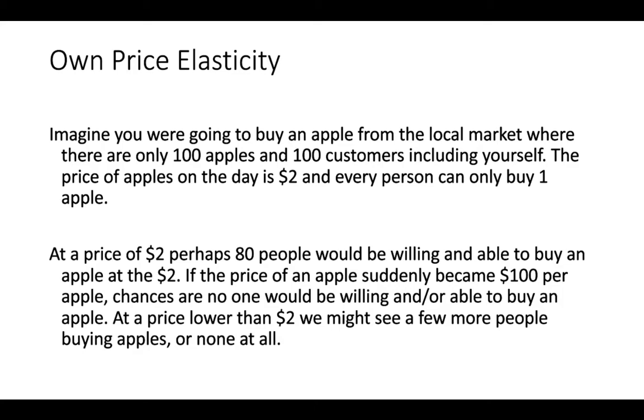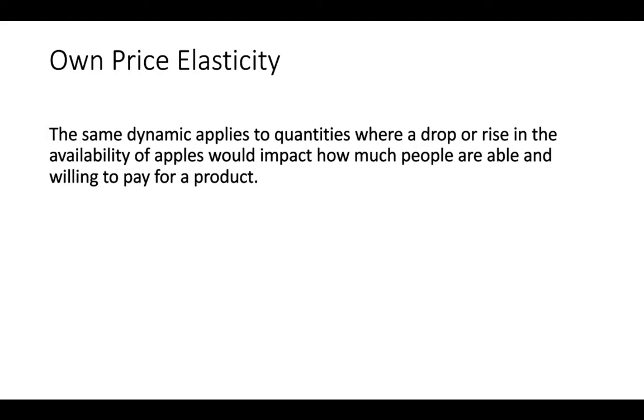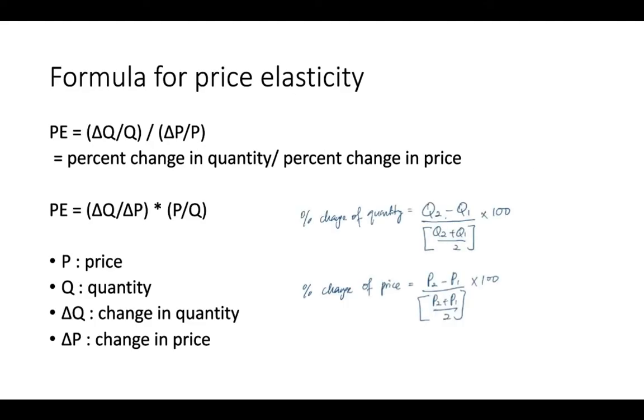to buy an apple. At a price lower than $2, we might see a few more people buying apples or none at all. So the same dynamic applies to quantities, where a drop or rise in the availability of apples will impact how much people are able and willing to pay for a product. So when we talk about price elasticity, of course, we need to know what the formula is.